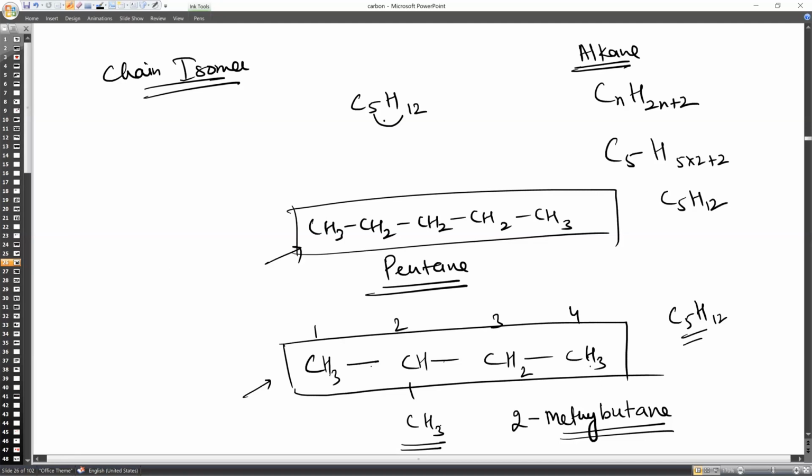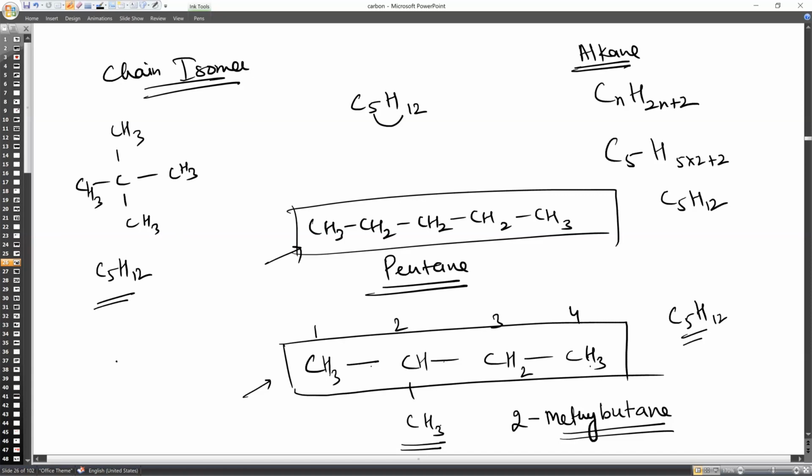You can further write it in a different manner. You can write it this way, like 4 and 3 in the main chain, and then just 1 here and 1 here. Like CH3, CH3, CH3, and then CH3. Still it is C5H12.